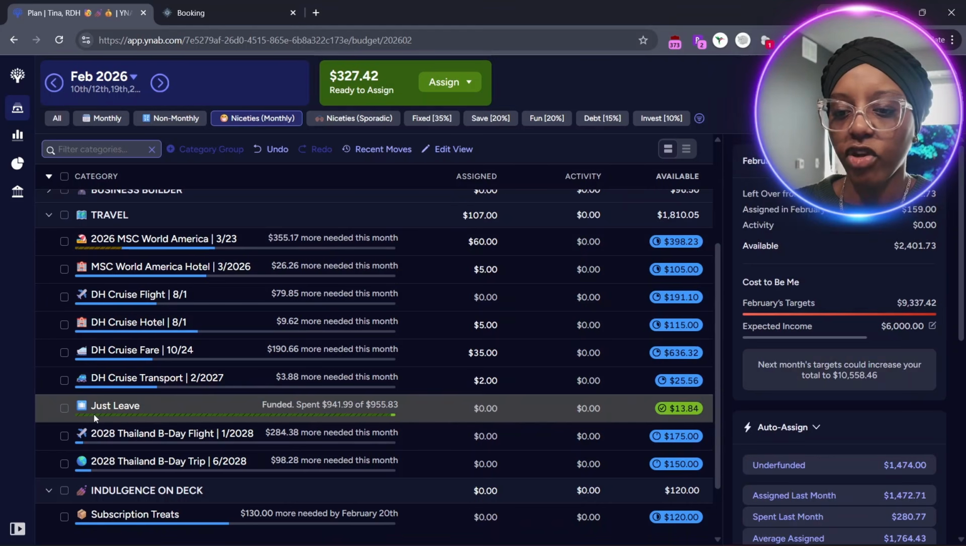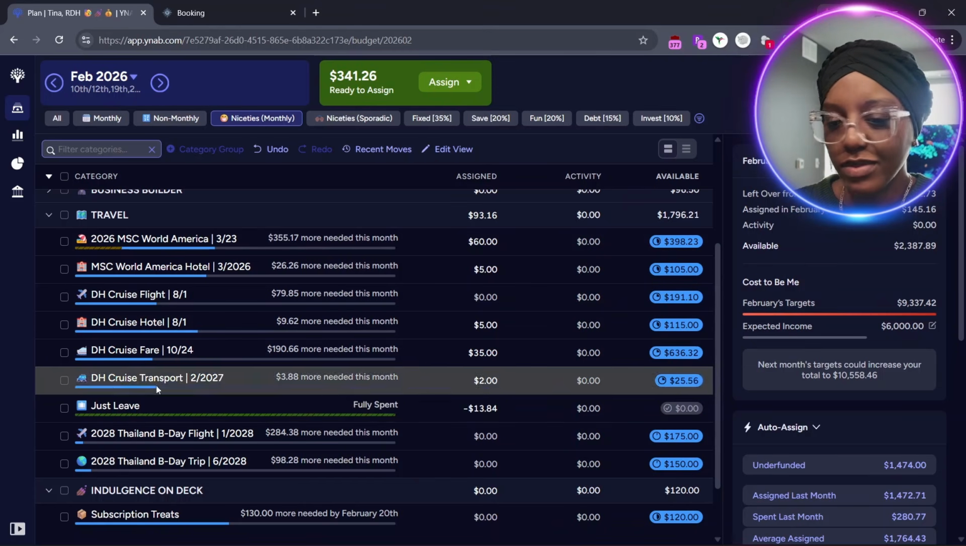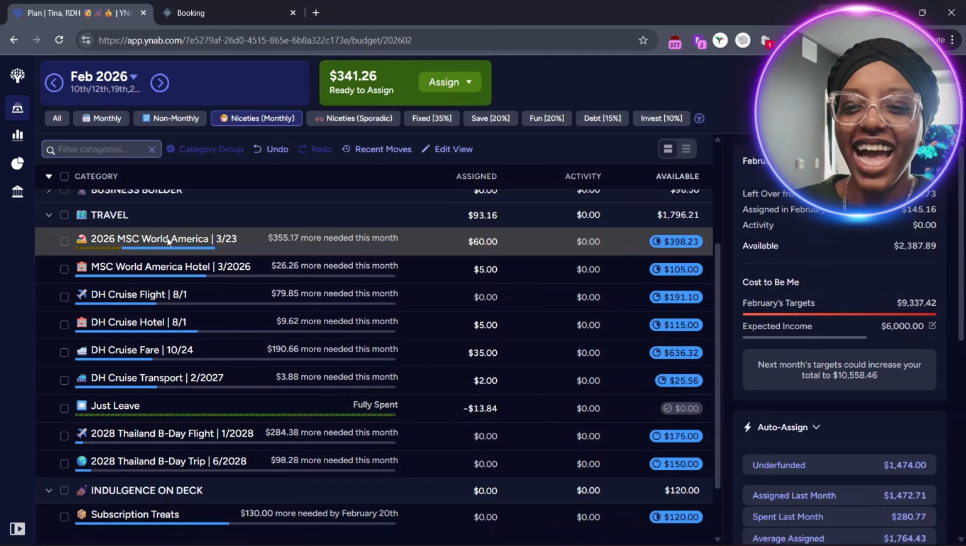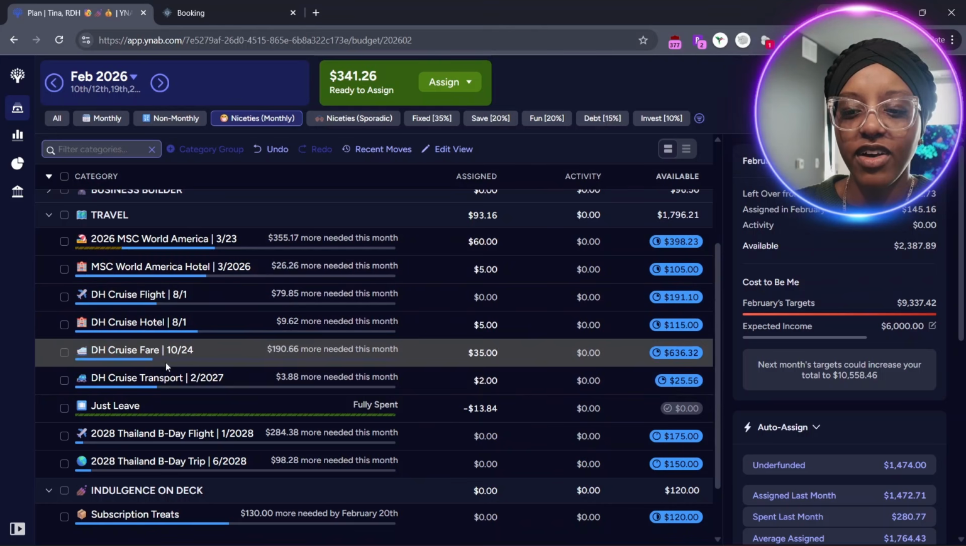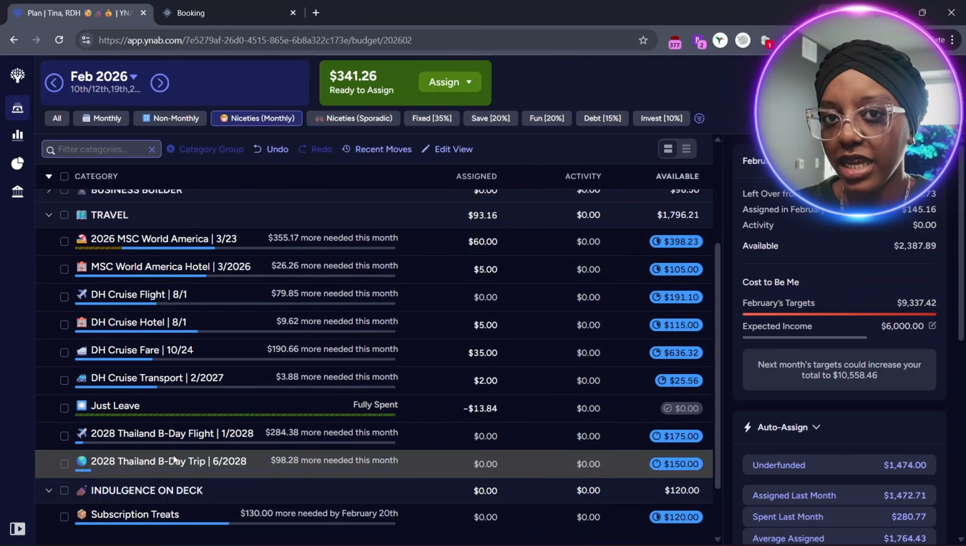Just leave, again, we have $13 sitting in there for a reason that I don't know. I can't go anywhere for $13. I think I'm gonna put that in ready to assign because, what is that there for? I have way more than enough actual goals to be having $13 sitting in just leave.